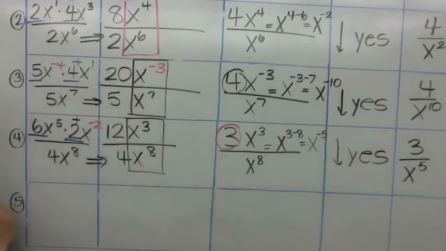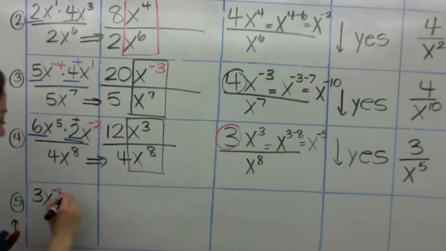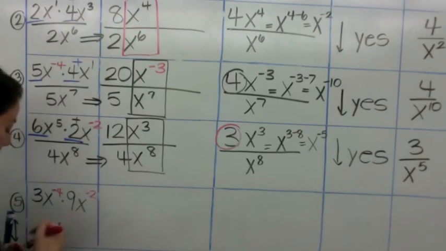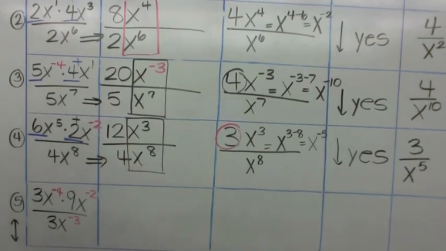We'll do one more, and this one you're going to have to use the reciprocal. So I put the little arrow. This is going to be 3x to the power of negative 4 times 9x to the power of negative 2 divided by 3x to the power of negative 3. So go ahead and get that down. Okay.